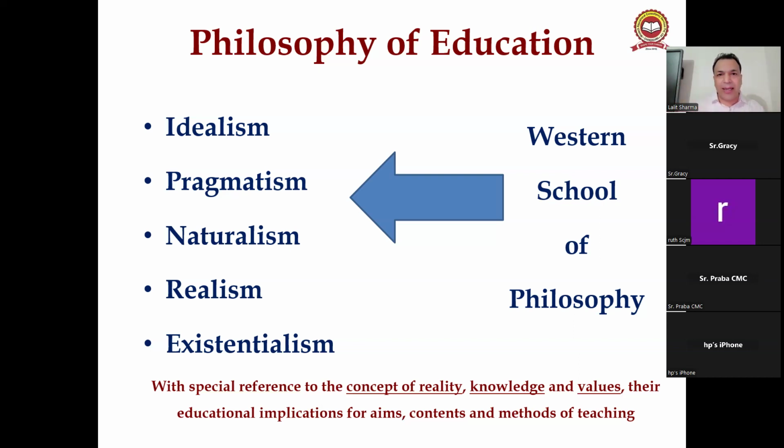Okay, what will he do? He will write, what are the concepts of reality, knowledge and values of idealism. So it means you have to talk about metaphysics, epistemology and axiology, right? Look, with idealism, all the 5 isms, all the 5 Western schools of education, we have to learn with respect to metaphysics, epistemology or axiology. Or you can say that all the isms we have to learn with respect to the concept of reality, knowledge and values. Got my point?